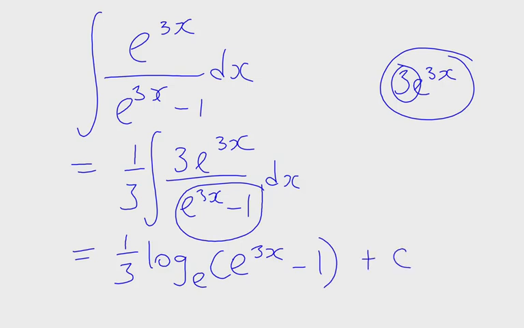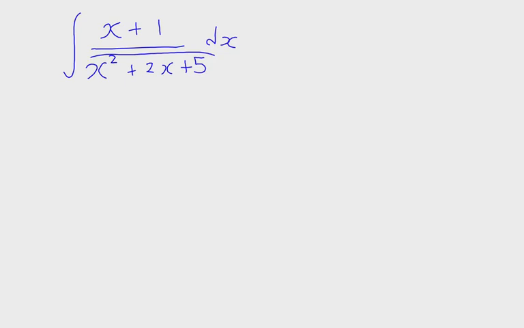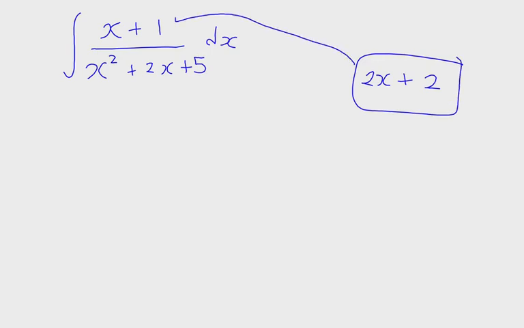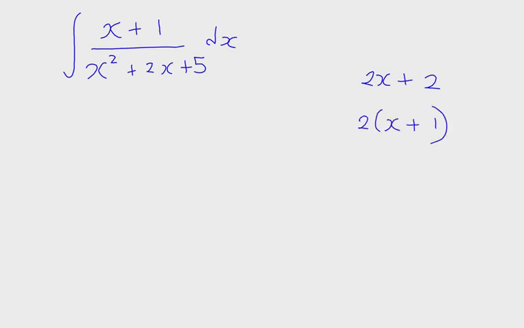Okay. Now another question is the integral of x plus 1 divided by x squared plus 2x plus 5 dx. Now, if you look at this function, if you differentiate it, you are going to have 2x plus 2. But 2x plus 2 is not exactly what we have here. The difference is, 2x plus 2 is like writing it like this. But when you factorize this, you are going to get this.